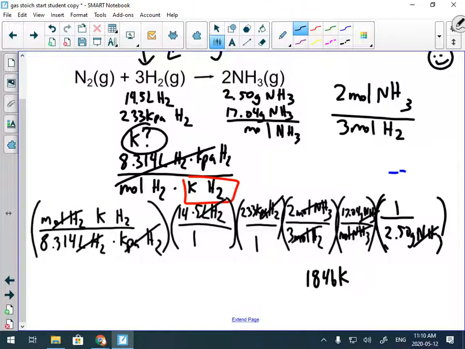Probably should have done this problem ahead of time. But that's what I get. I'm just going to double check that number is correct.